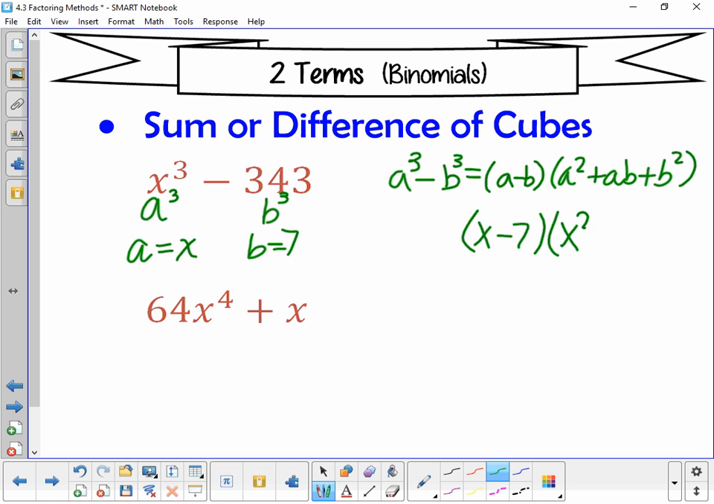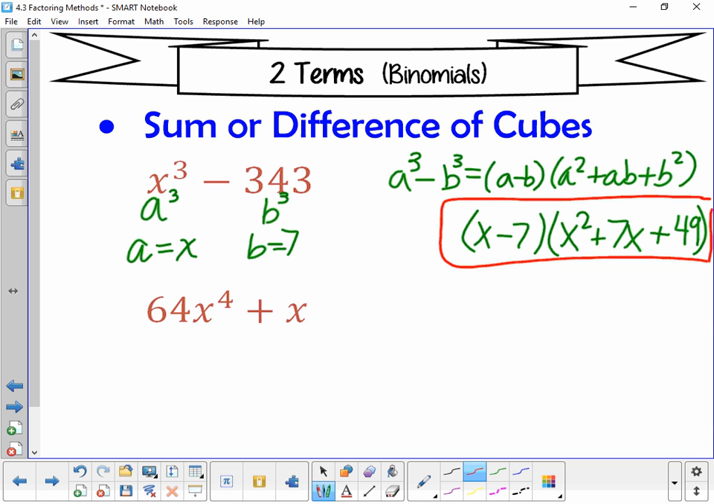Then we're going to square a. We're going to add a and b multiplied together, which is 7x. And we're going to add b to the second power, which is 49. So here is our pattern, our factorization of x to the third minus 343.